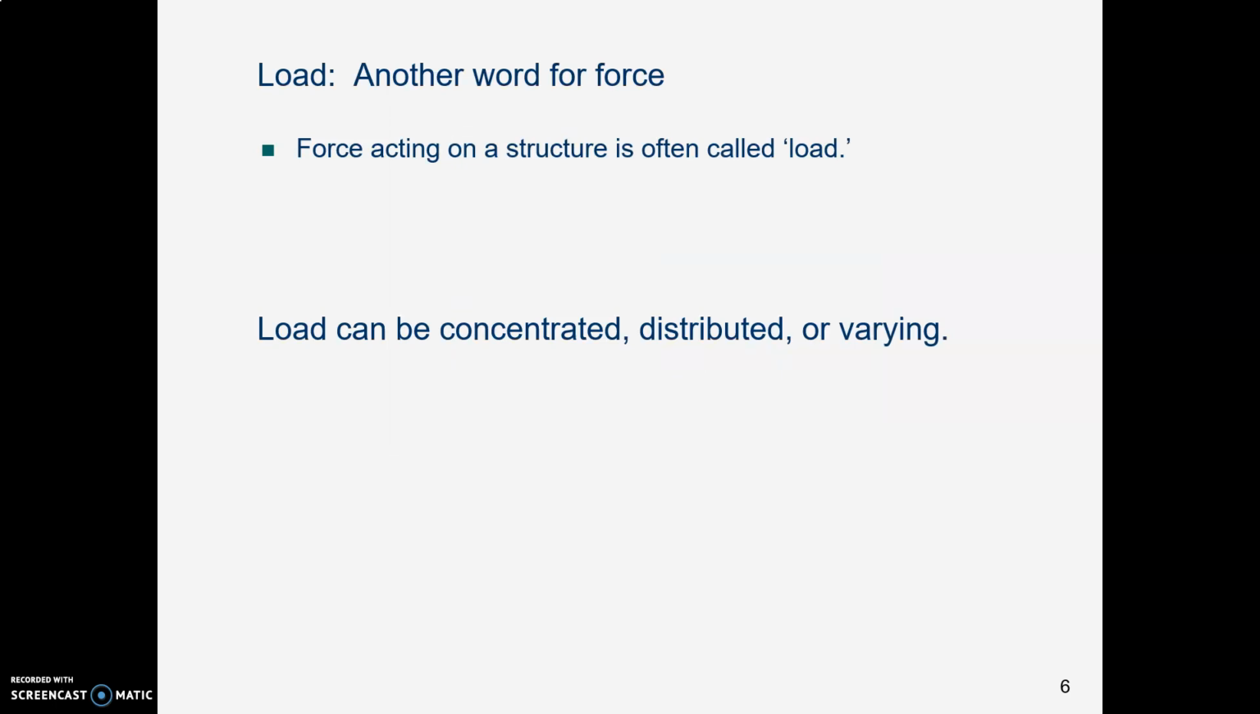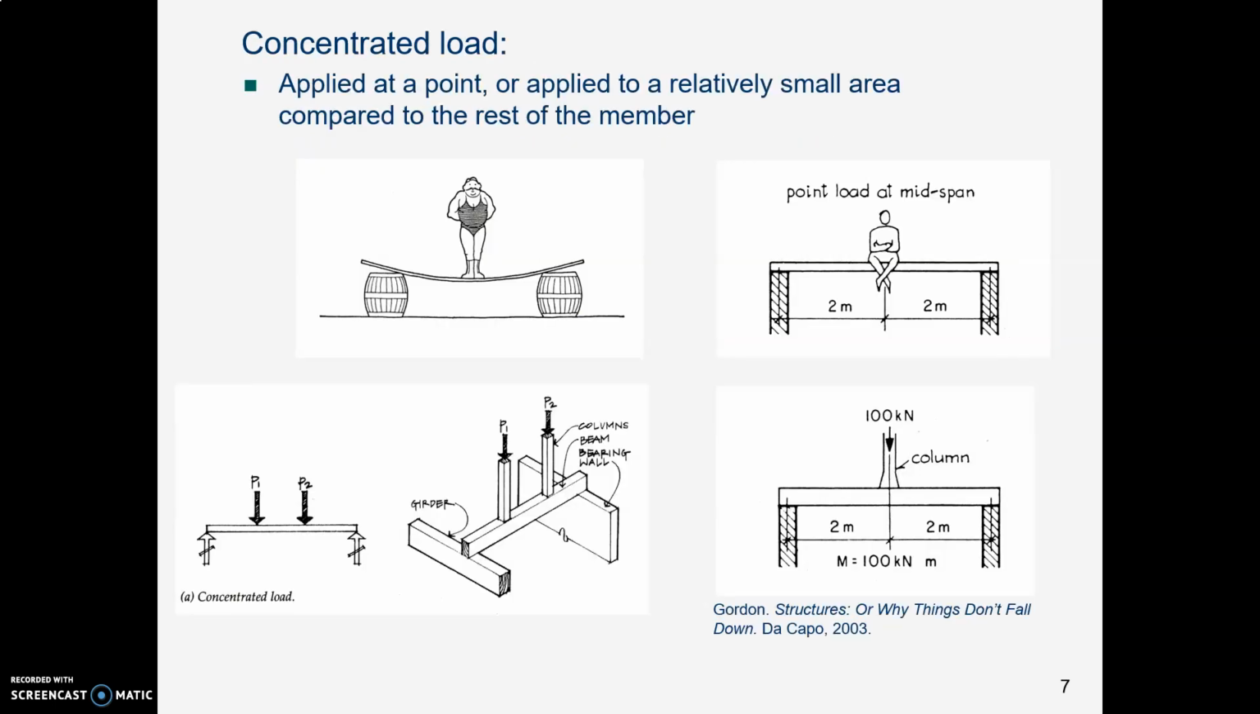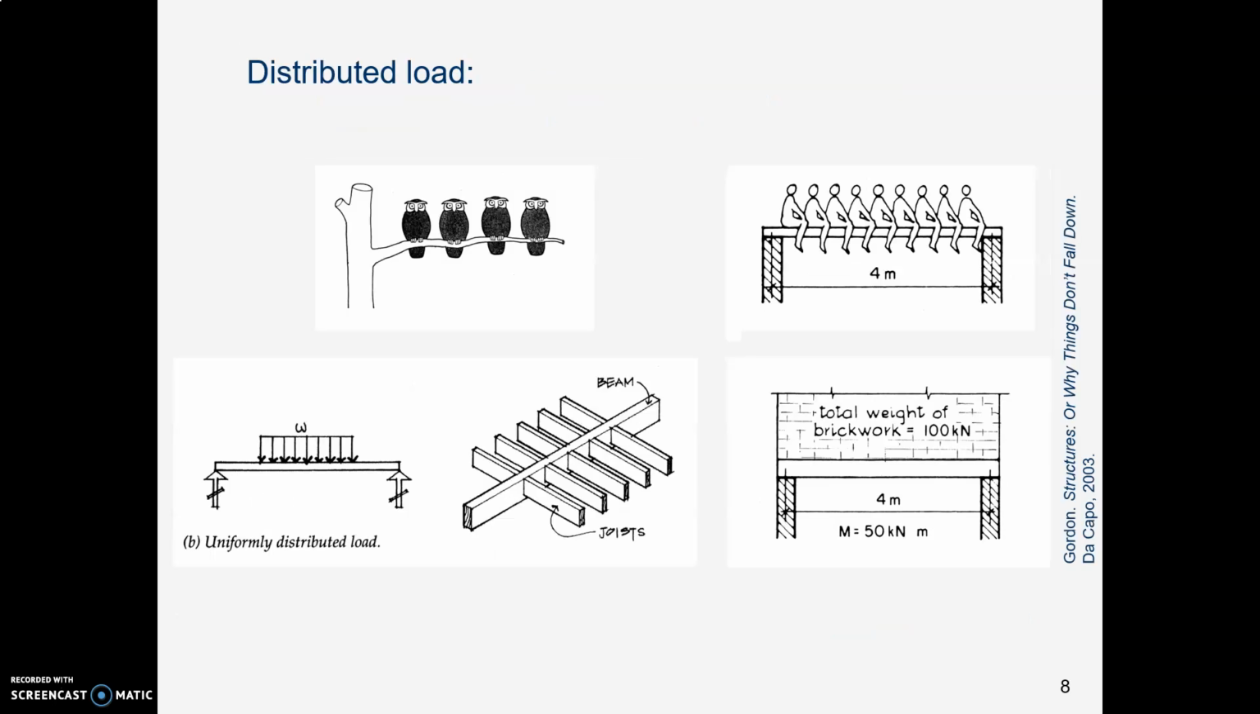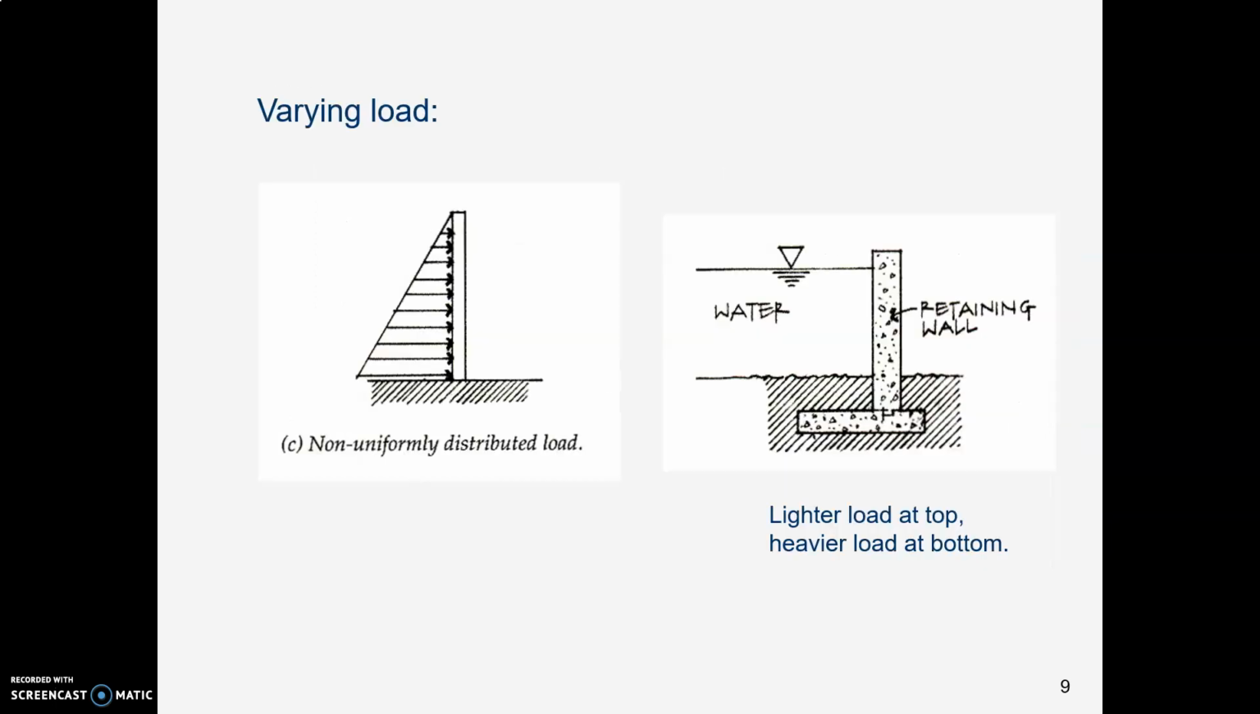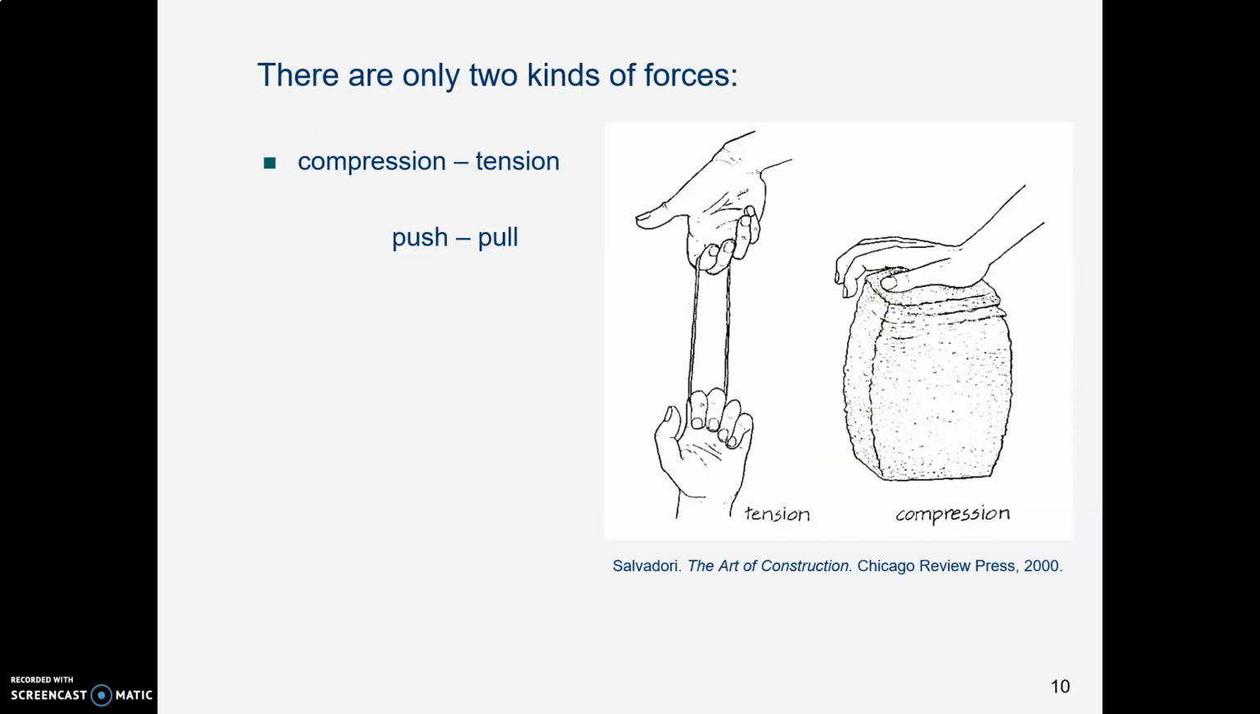You'll recall that load is another name for force, so there are 3 ways that load can happen on a body. It can be concentrated. For example, you might have a column sitting on top of a beam. That's a concentrated load. It might be distributed. So, for example, you might have a concrete slab resting on some beams. That's distributed. It could be varying, and we're not going to deal with these kinds of loads. We'll just deal with concentrated and distributed.